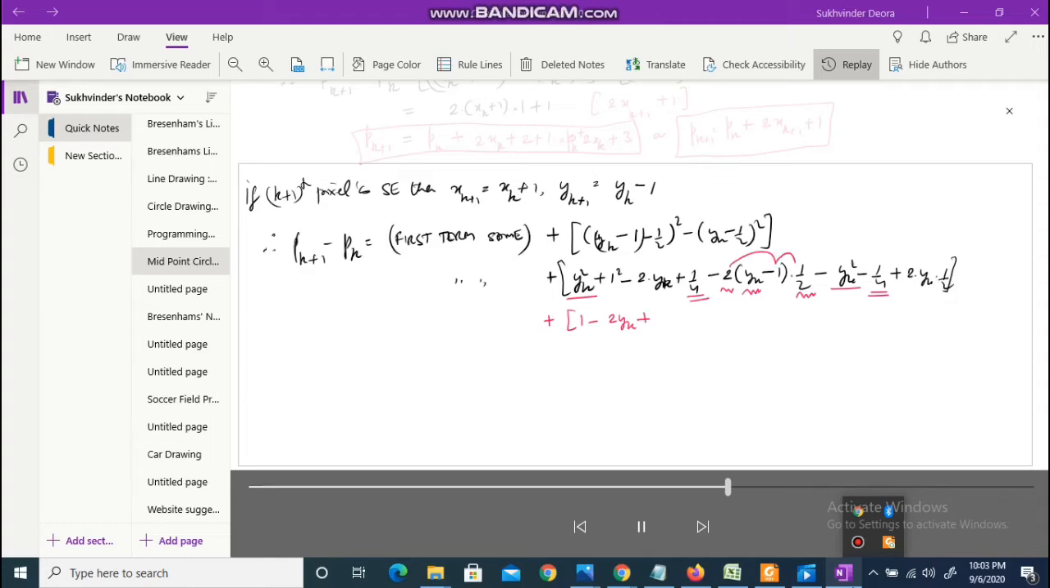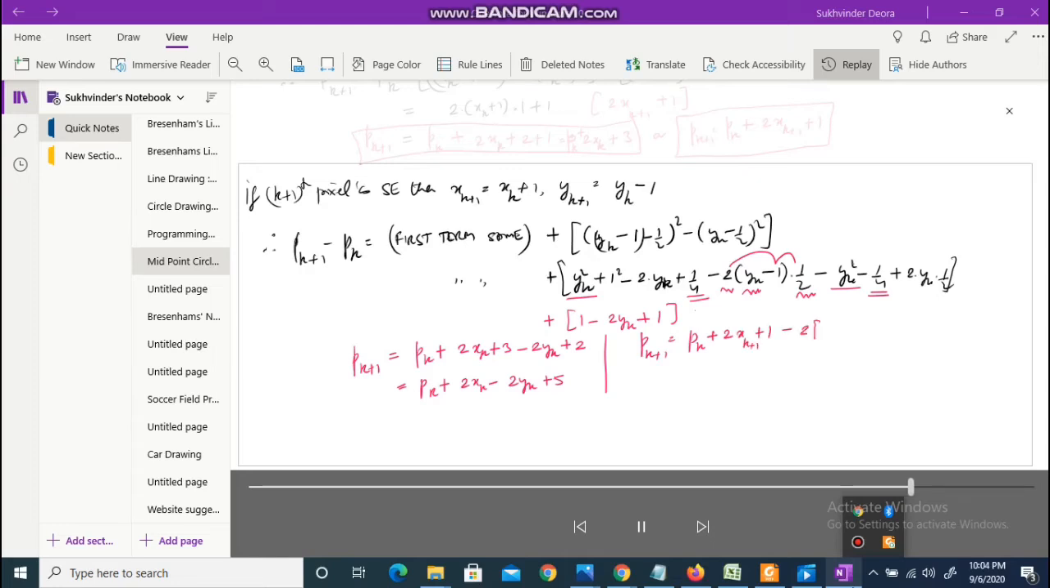So I have identified by underlining: single line, double line, and the curved line, snake line. So what you are left with is that p_k plus 1 will be given by the old p_k plus 2x_k plus 2y_k plus 5, if you take the x and y values as the kth pixel.